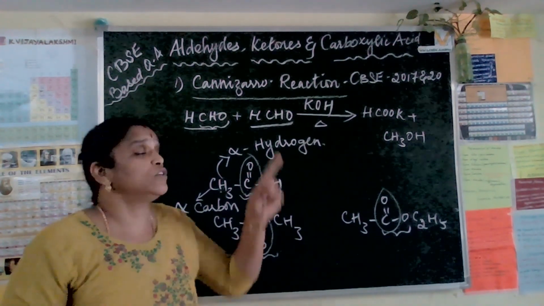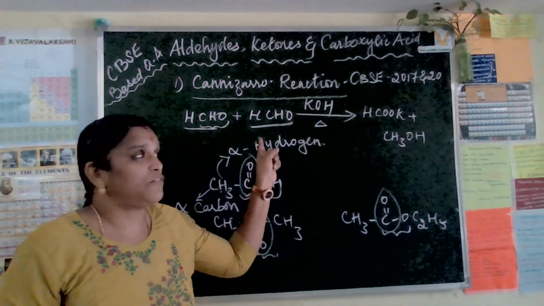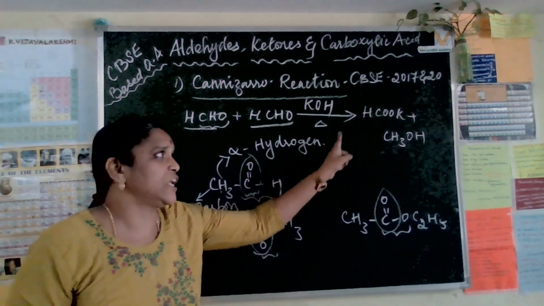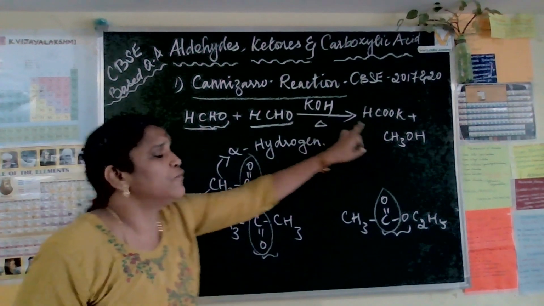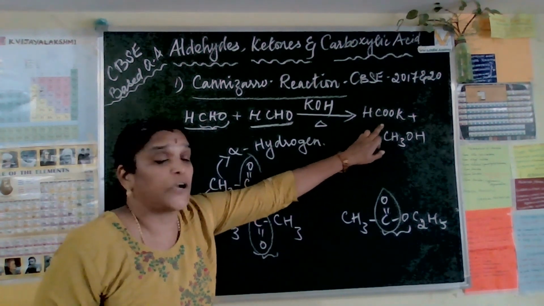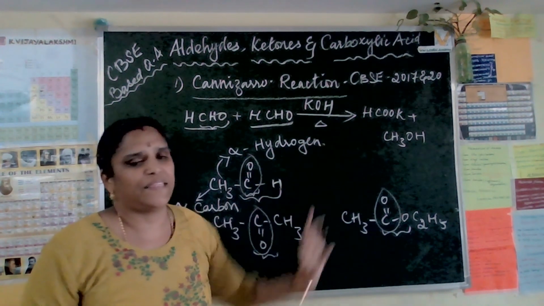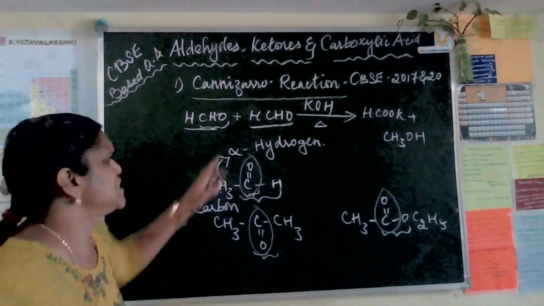So two molecules which do not have alpha hydrogen combine, and while heating you will get the related salt. That means formaldehyde forms potassium formate and methyl alcohol. Okay, now this is aliphatic.